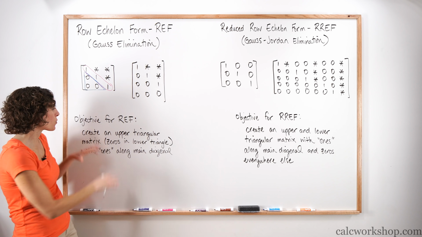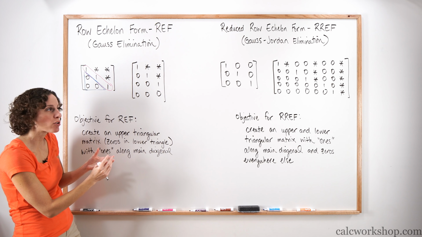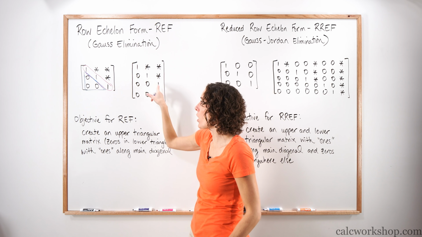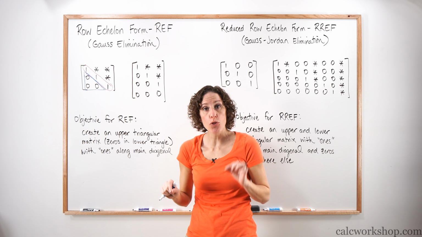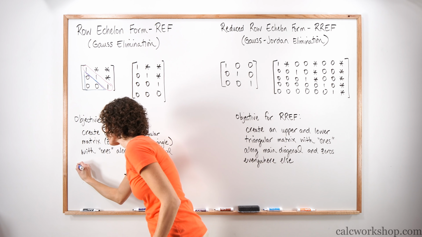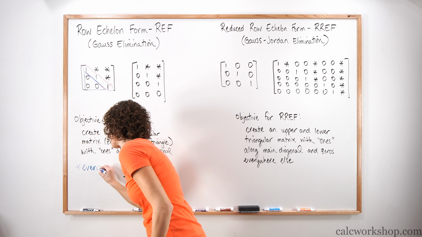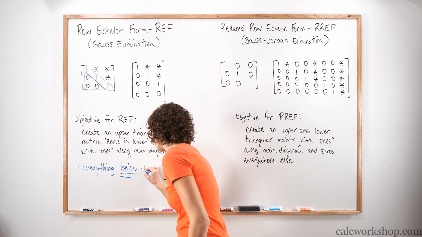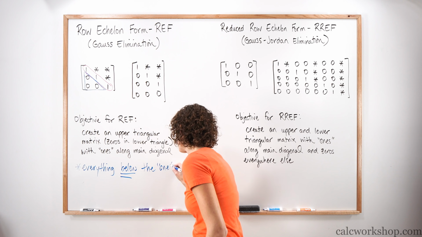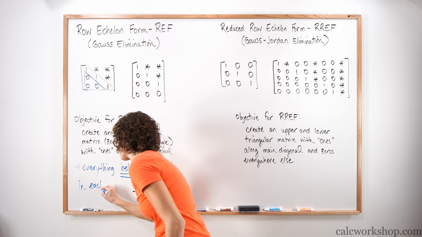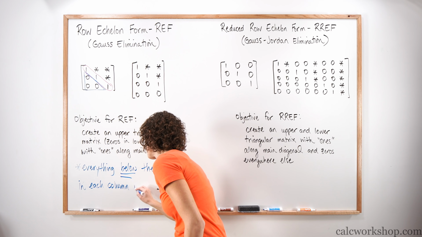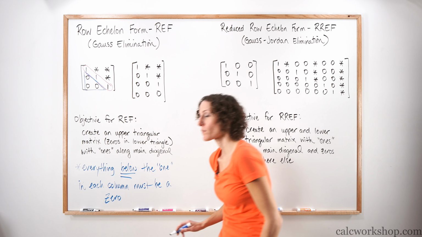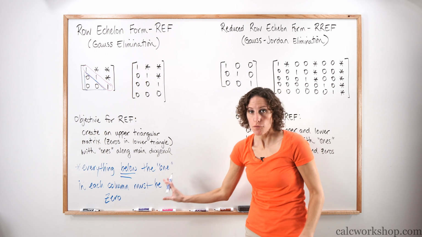Here's the big key. So we know that we want to get this lower triangle of zeros. For REF, here's what's got to happen. You get your ones, and everything below the 1 in each column must be a 0. So that is the main objective for REF.